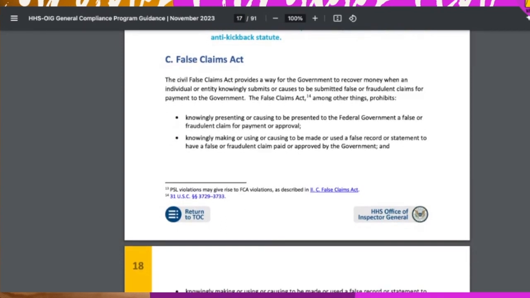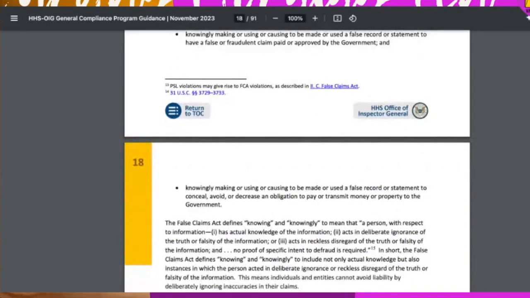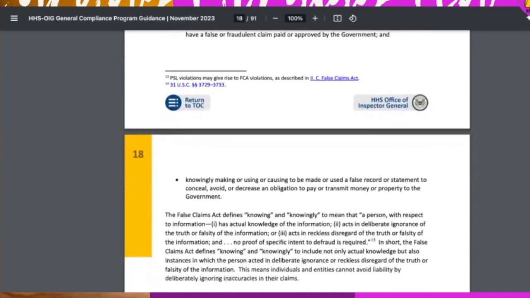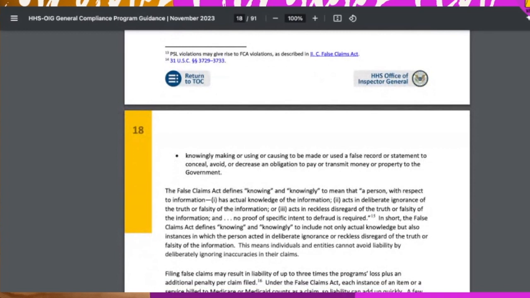Knowingly making or using or causing to be made or used a false record or statement to have a false or fraudulent claim paid or approved by the government, and knowingly making or using or causing to be made or used a false record or statement to conceal, avoid, or decrease an obligation to pay or transmit money or property to the government.